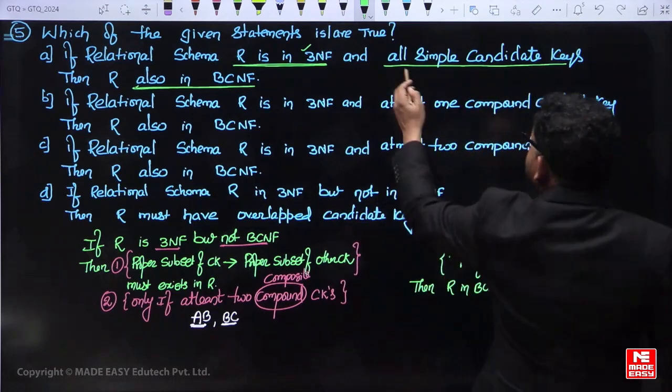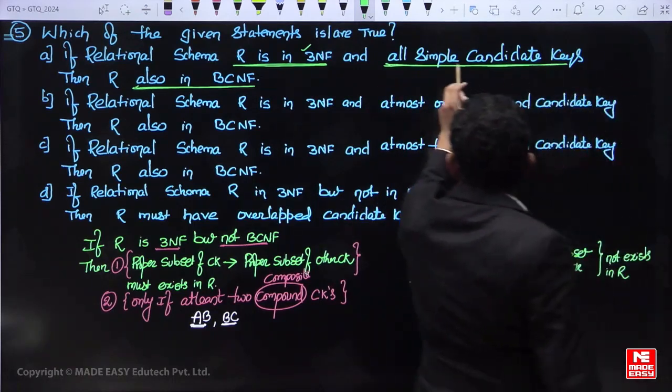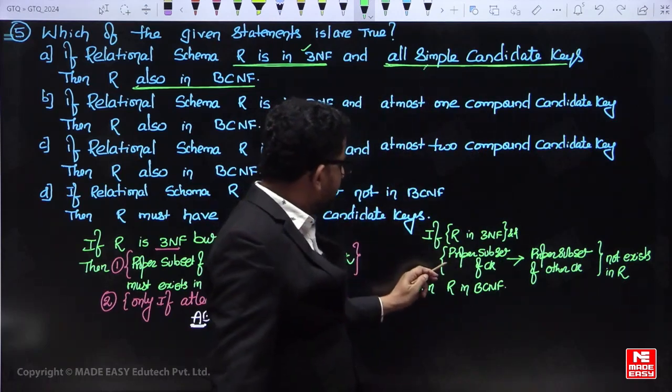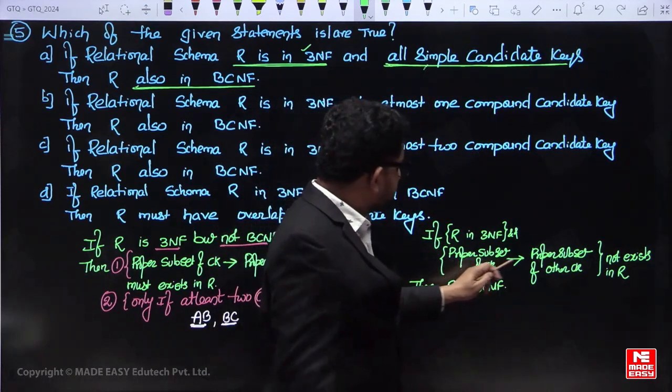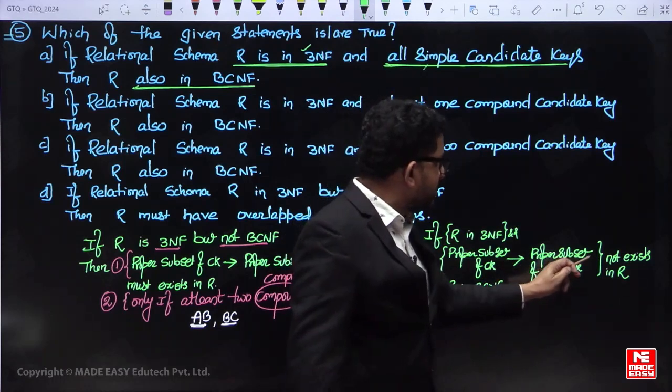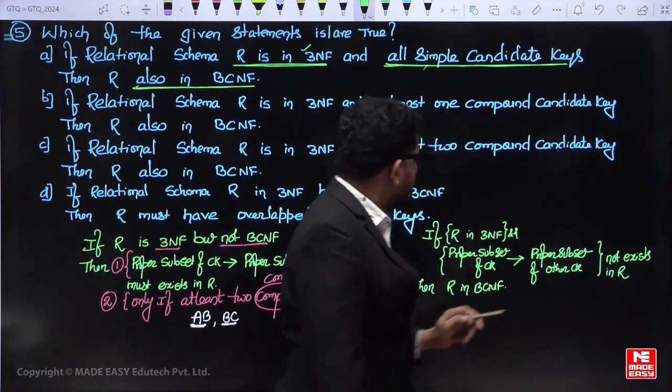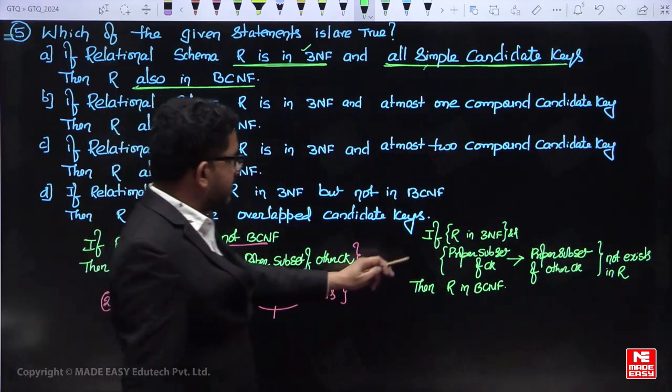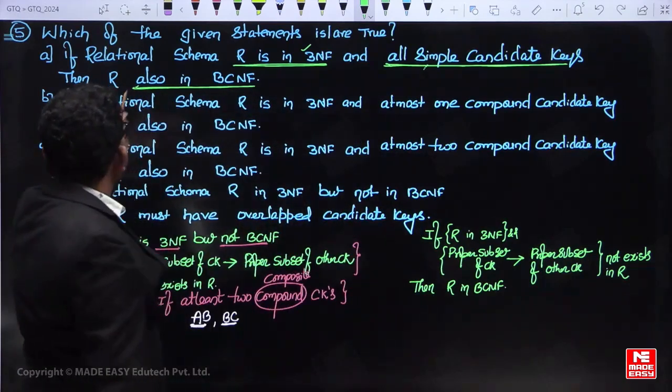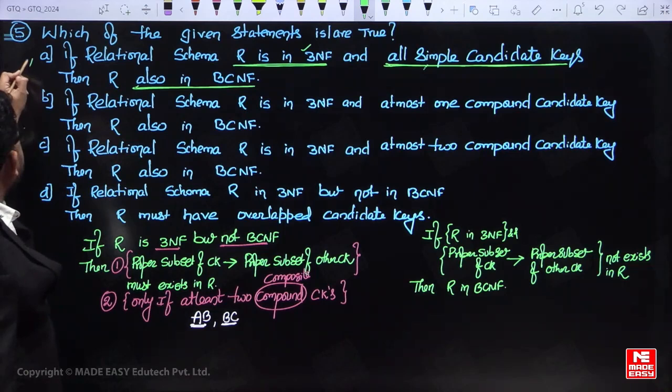Because of all simple keys, this kind of FD, a proper subset of a key determining a proper subset of another key, is not possible, and the relation is already in 3NF. So the relation is guaranteed to be in BCNF also. The first statement is true.